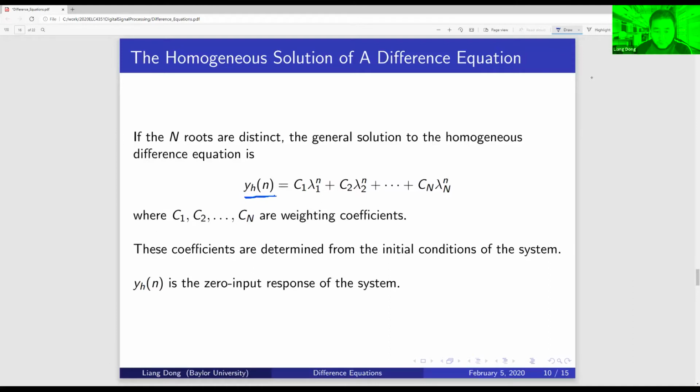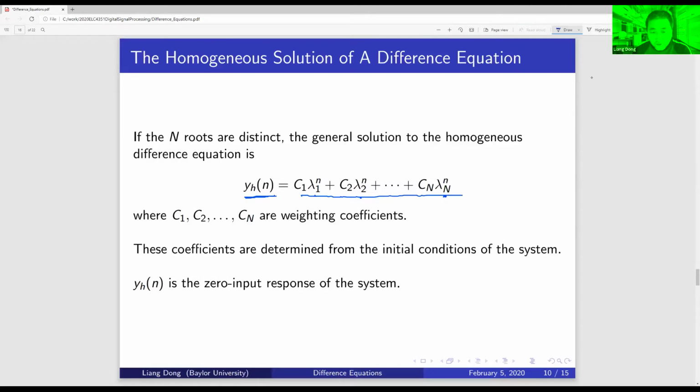So y sub h n is simply the sum of all these homogeneous solutions from the characteristic polynomial roots. So lambda 1 to the power n, lambda 2 to the power n, and lambda n to the power n. Then we weight them by different constants, c's, c1, c2, all the way to cn. Those c's are weighting coefficients, they are constants, and they will be determined by the initial conditions of the system.